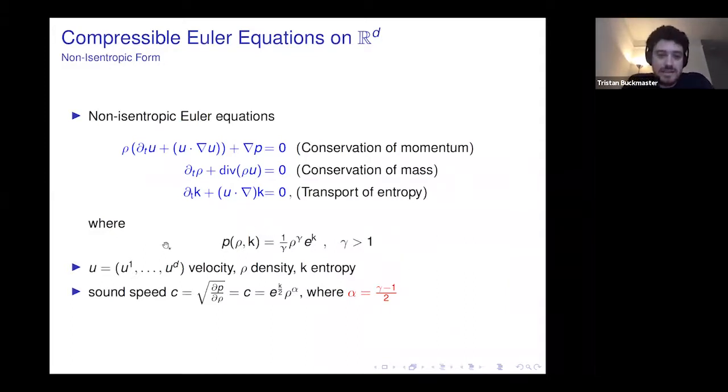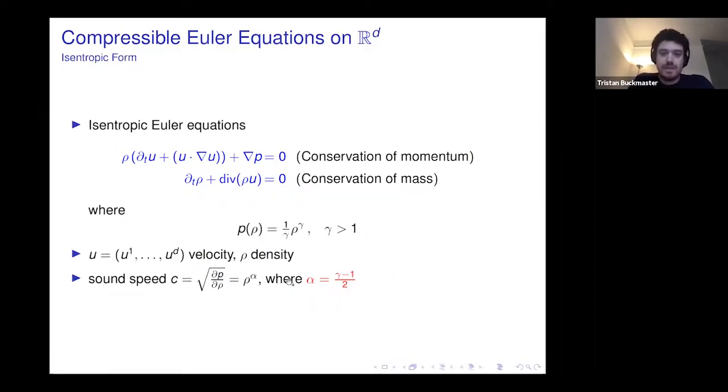Okay, and related to this, you can write your pressure law, and also you get a sound speed. So this is the speed at which small perturbations propagate. Okay, and for convenience, I'll introduce this alpha here, which is related to the pressure law. I'll also consider the isentropic case, which is slightly easier, where we no longer have an equation for entropy.